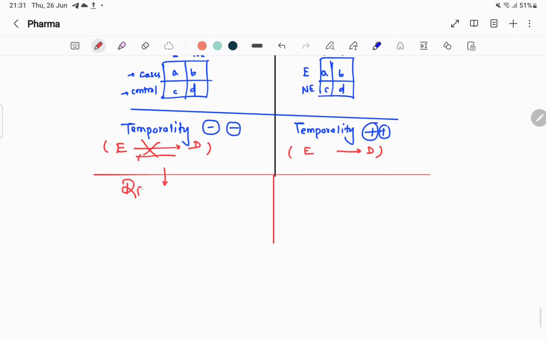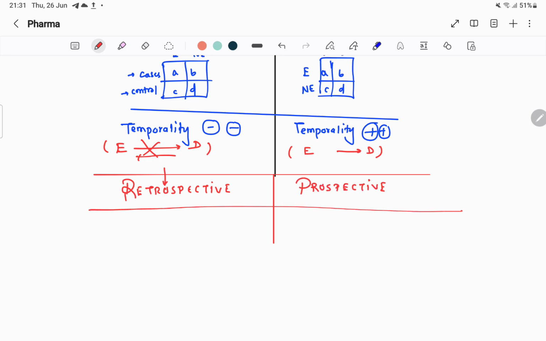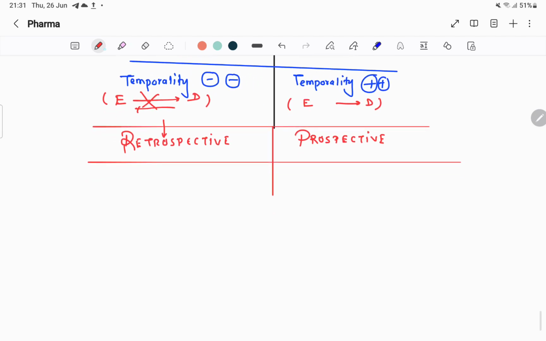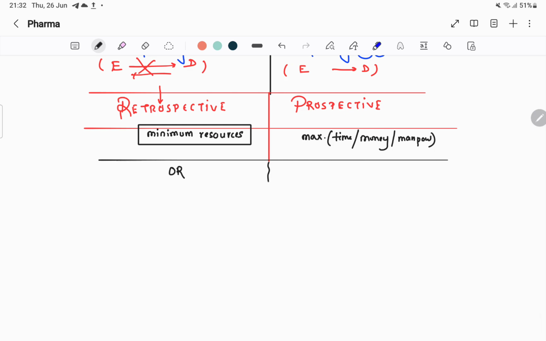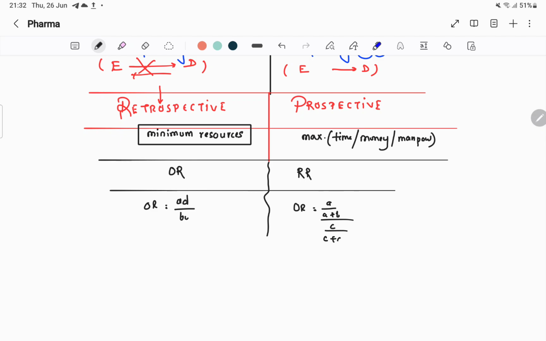This sequence I told you, it's called retrospective, and here it is called prospective. Okay, case control study usually takes minimum resources, and cohort study usually takes maximum time, money, manpower. Okay, maximum resources. Here you calculate odds ratio, and here you calculate relative risk. What is the formula? AD by BC. Here what is the formula? A by A plus B over C by C plus D.